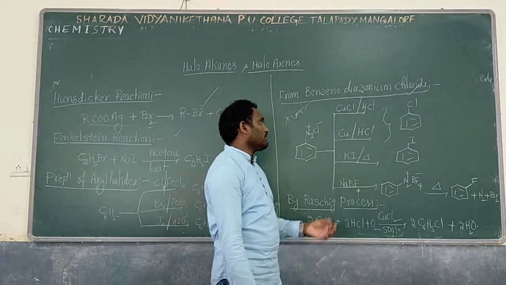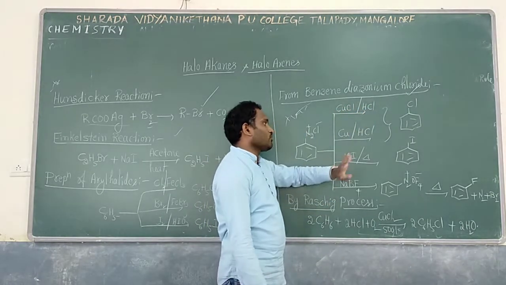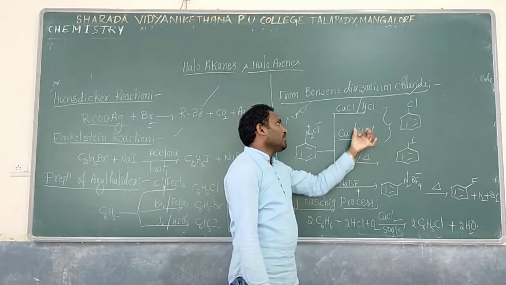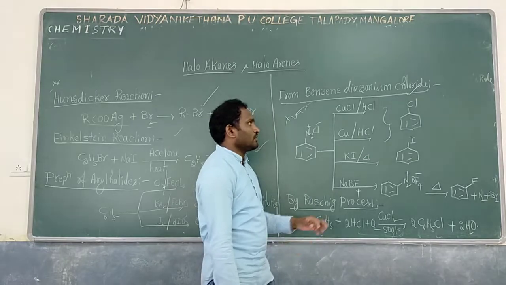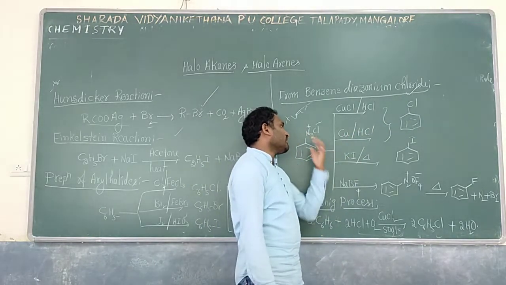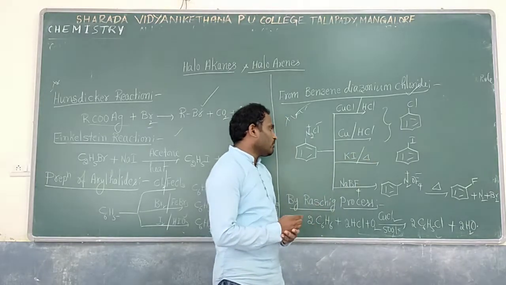If you want to prepare bromobenzene, in place of Cl you just keep Br. Bromobenzene also you can prepare with CuBr/HBr. In that case bromobenzene you get. Iodobenzene, if you want, this reaction is a little faster, directly you can add KI. So in that way you get iodobenzene.